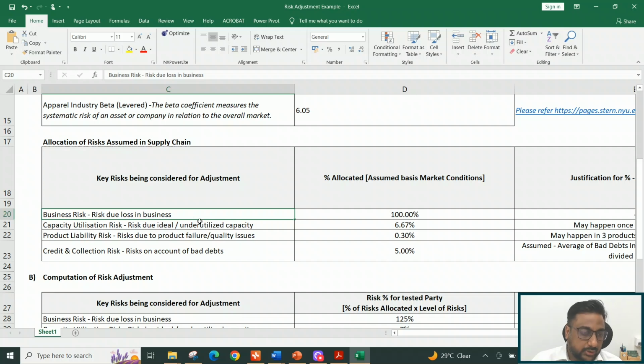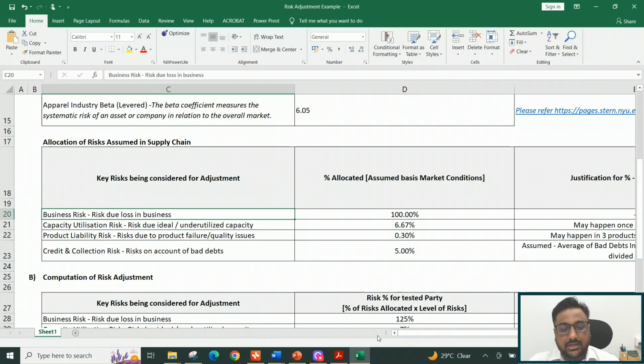Then capacity utilization risk, that is risk due to idle or underutilized capacity. Then product liability risk, that is risk due to product failure or quality issues. And credit and collection risk, that is risk on account of bad debts. So these are the types of risk which are being faced by the tested party, and the comparable companies as well.